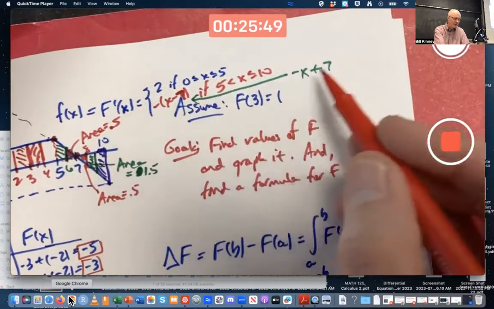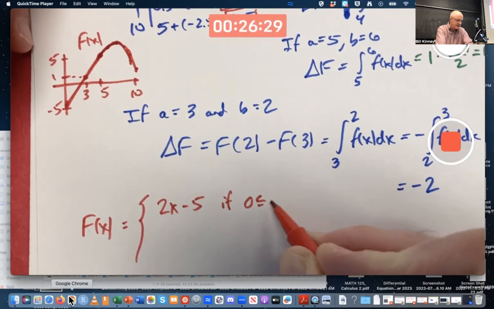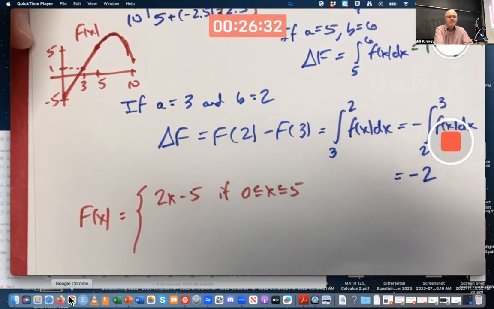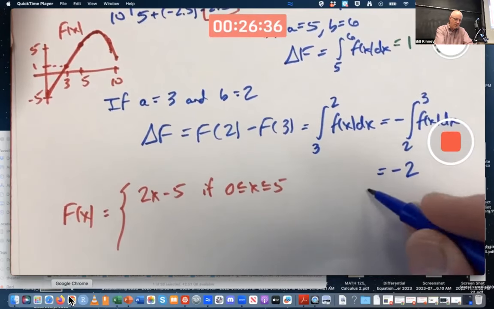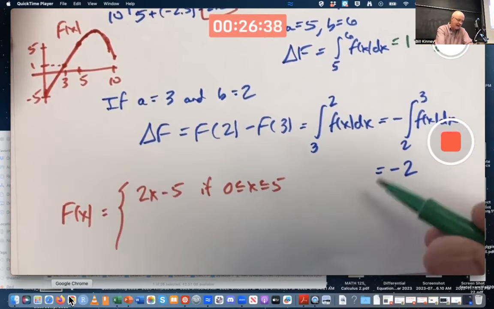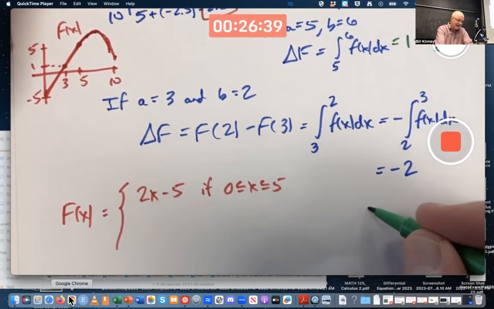Straight here, parabolic after that point, concave down. What about a formula for capital F? It's going to be piecewise. Straight line with a slope of 2 and a y-intercept of -5 if x is between 0 and 5. Remember, I said just a minute ago, when x is between 5 and 10, it's got to be an antiderivative of -x plus 7.